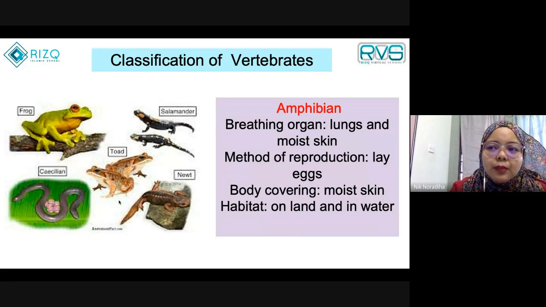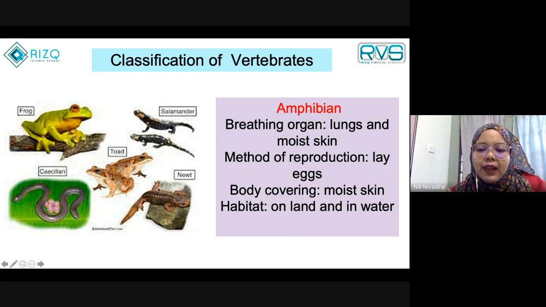In the previous class, we already did the activity where the question asks why it's very important for amphibians to have two breathing organs. So that they can survive both in water and on land. Because their habitat is on land and in water, they can switch anytime. So they need two breathing organs so that they can survive in both environments. Remember, amphibians are very special.